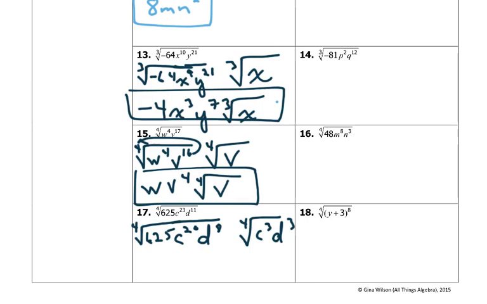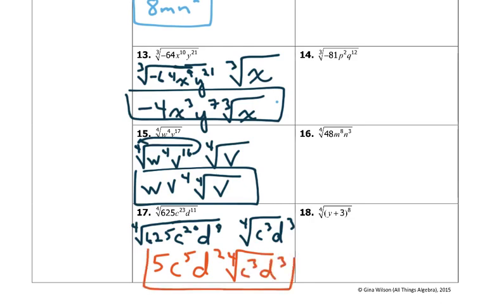So here we go, 625. I said that 5 goes into it, so we have 5 here. C to the 20th, 20 divided by 4 is 5, so we get c to the 5th. 8 divided by 4 is 2, d to the 2nd. And then we have the 4th root of c to the 3rd, d to the 3rd left inside, and that is our final answer.